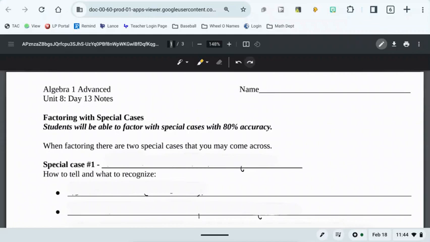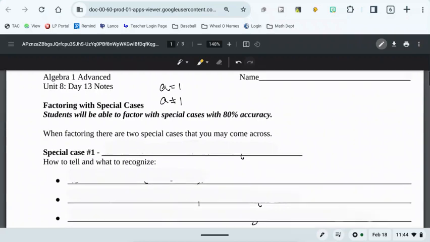Today we are going to be factoring with special cases. So far this unit we have factored when A equals 1, and we've factored when A does not equal 1. And today we're going to be looking at factoring but with special cases. Our goal today is that students will be able to factor with special cases with 80% accuracy. So let's get into it.